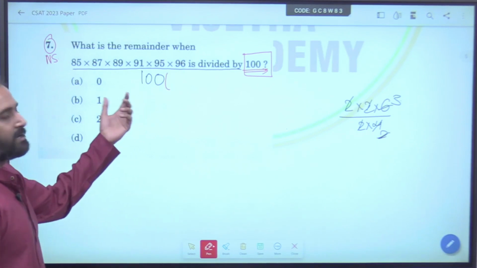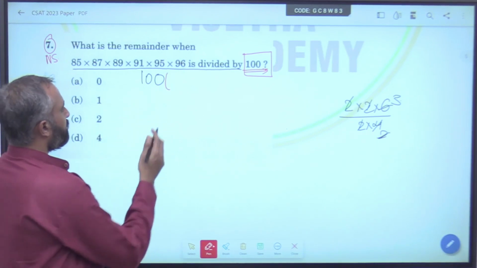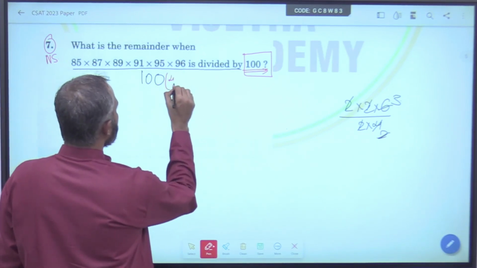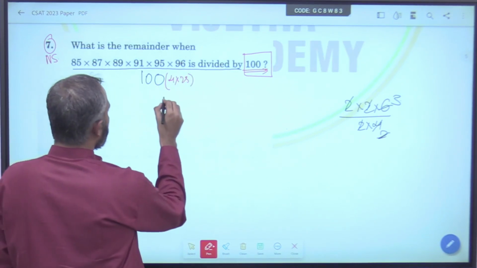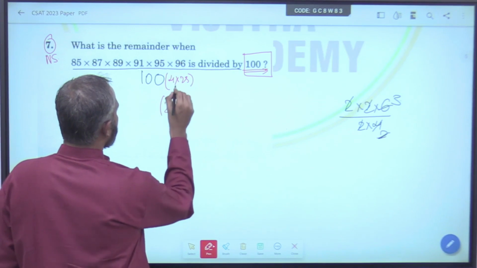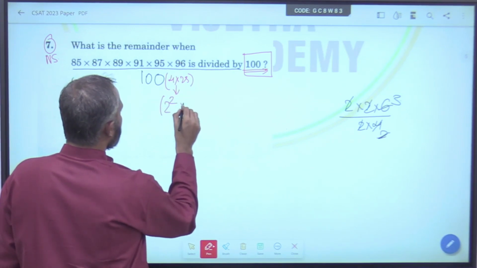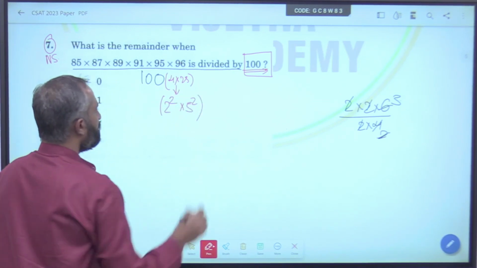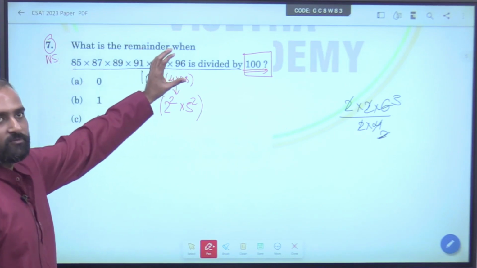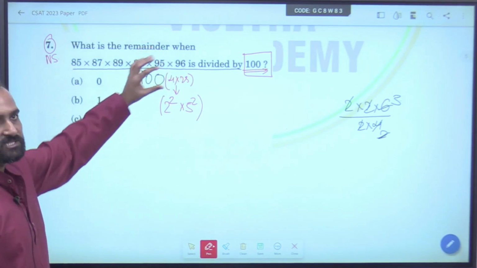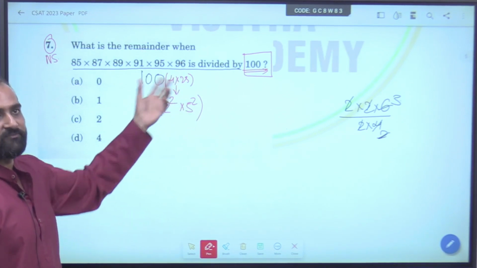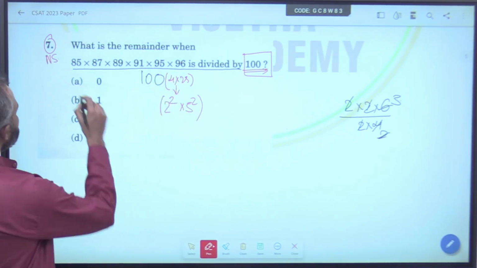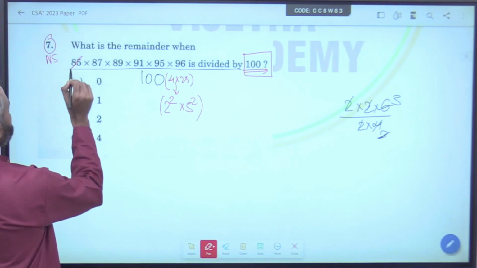How can 100 be broken down? It is 4 into 25. 4 is nothing but, doing prime factorization, 2 square into 5 square. So all you need to find the answer of this question is just find 2 2's and 2 5's somewhere. Now at the first glance itself, this number is divisible by 5.